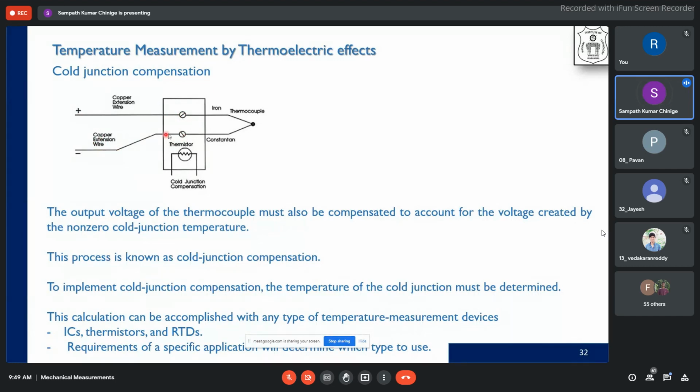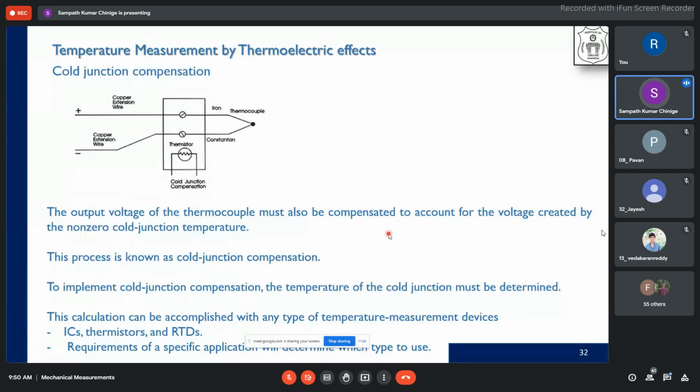So in order to measure that, we need what we call cold junction compensation. The cold junction is not at uniform temperature, but has slightly different temperatures at the two connections. Therefore, we have extra EMF being produced. So we need to know what is that extra thing that is created.